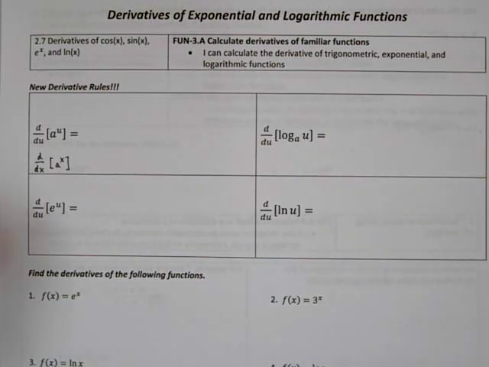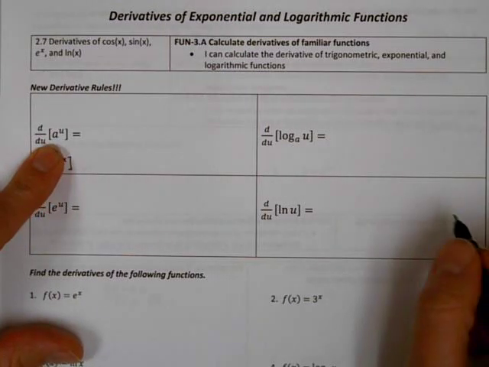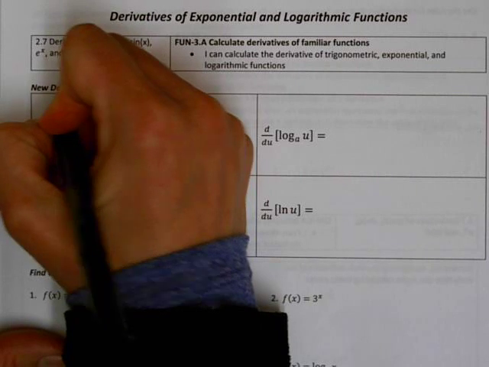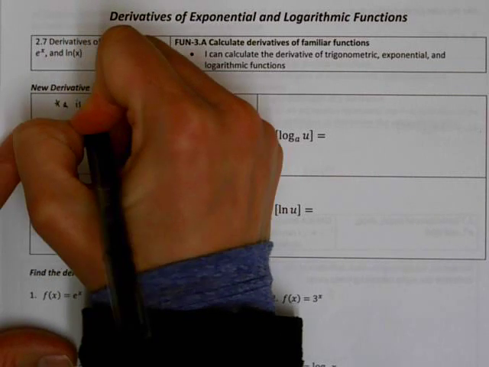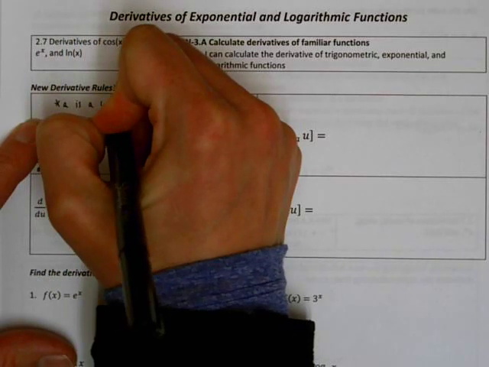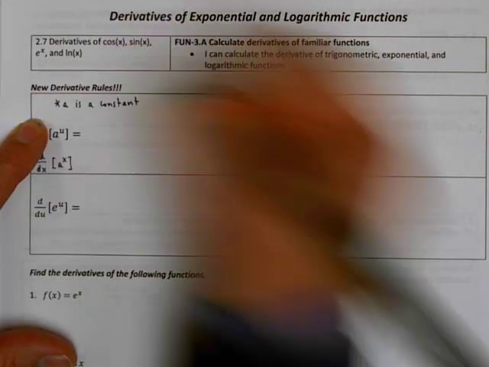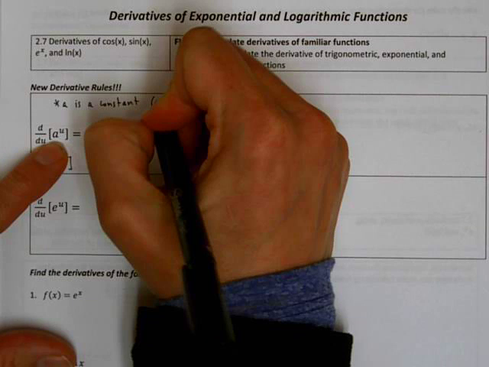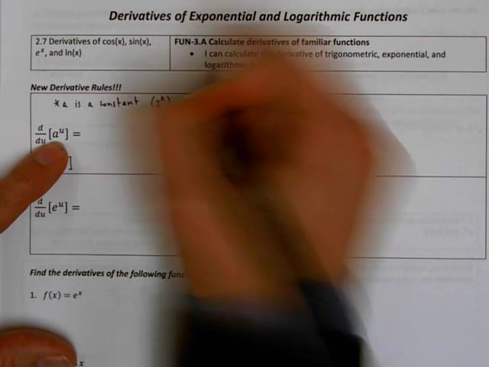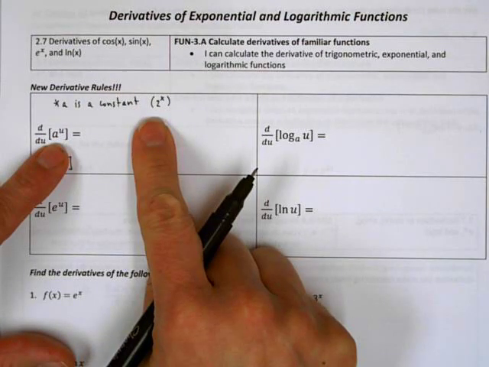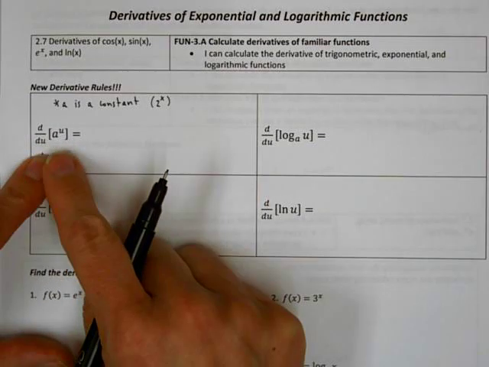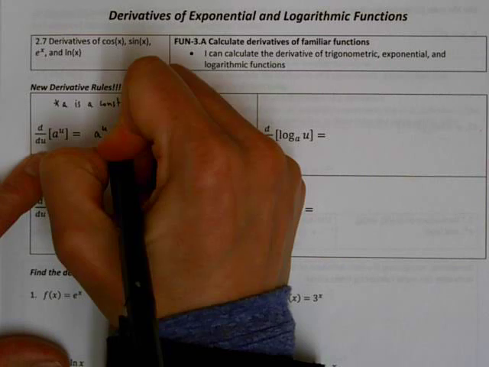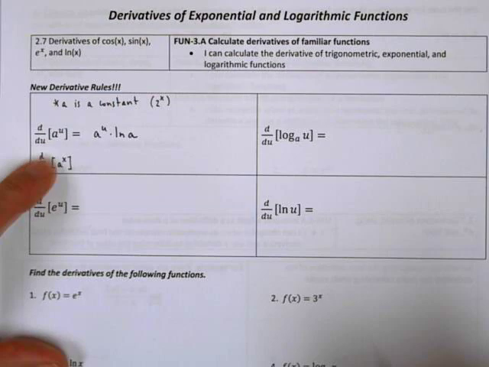So our derivative here, now when we're talking about a to the u, we're talking about a being a constant. So I'm going to make a note that a is a constant. So it could be a function like 2 to the x. That's the type of function we're talking about here. So my derivative with respect to u of a to the u is going to be a to the u times the natural log of a.